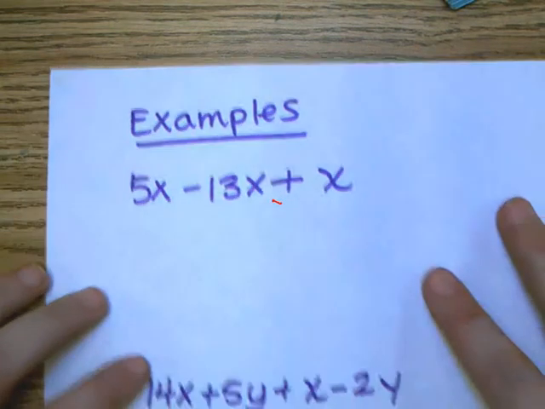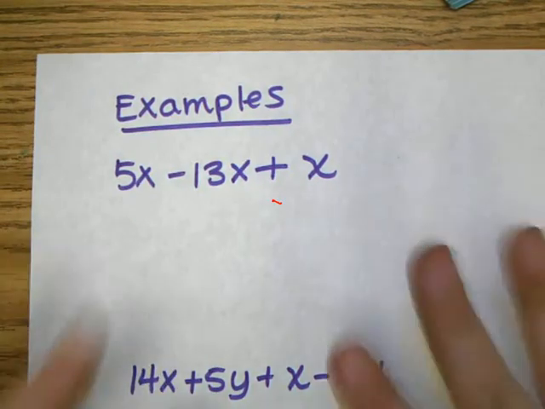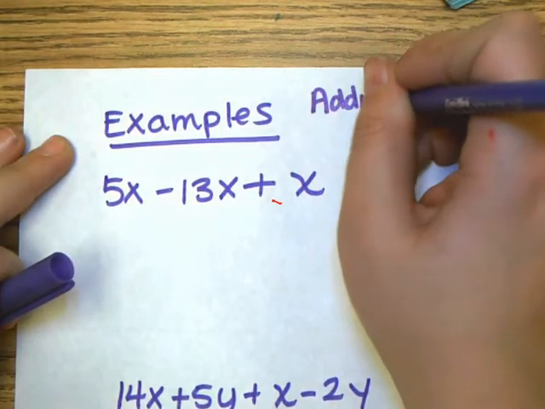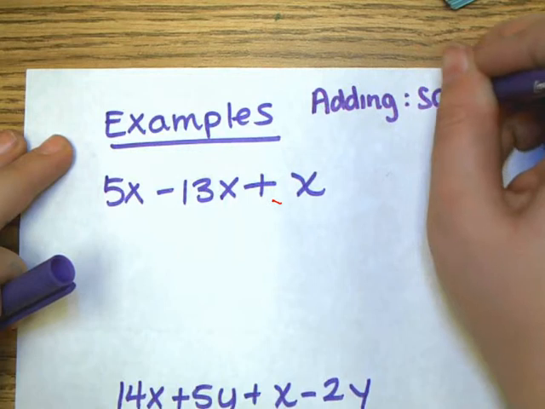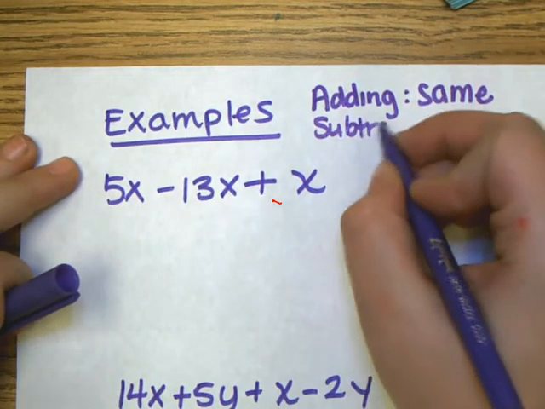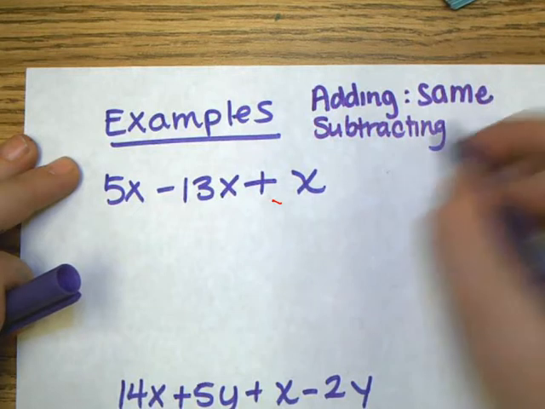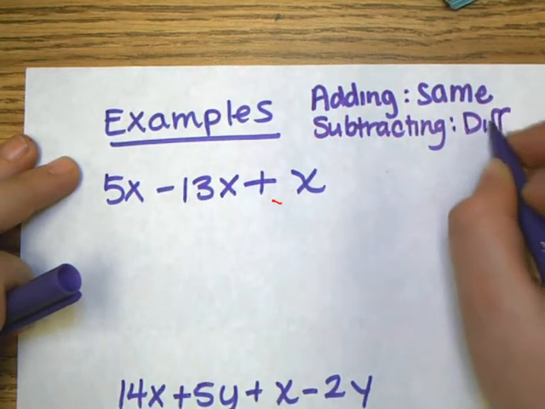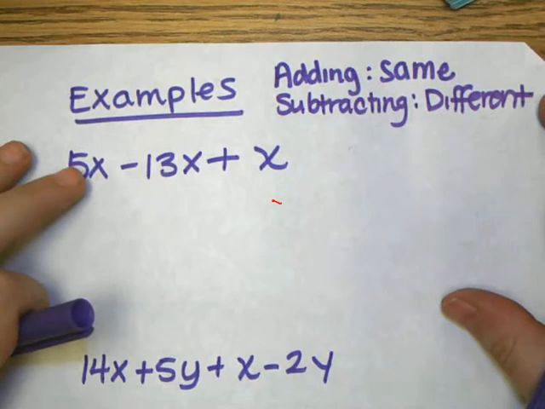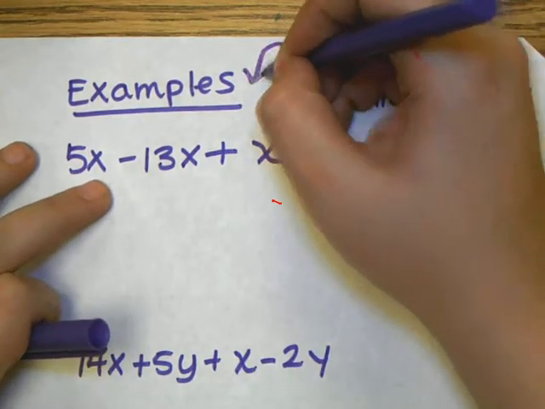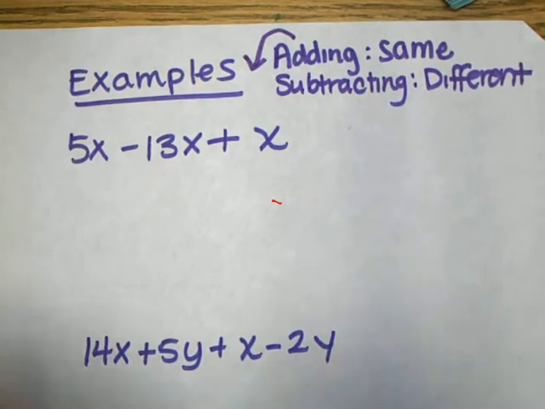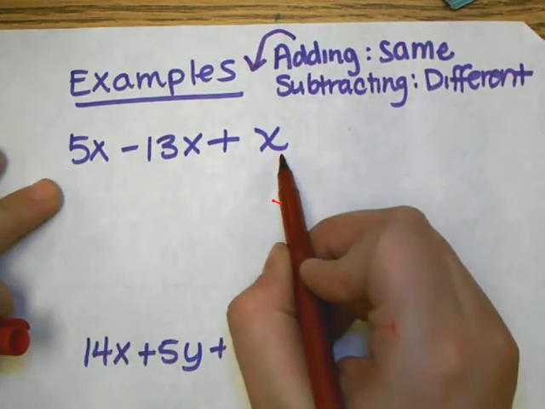So let's do some examples here. And remember, when we're combining like terms, we are adding if the terms have the same signs, and we're subtracting if they're different. We're using our rules from earlier in the chapter. And then we look in front of the larger value, if we assume they were positive, so absolute value.